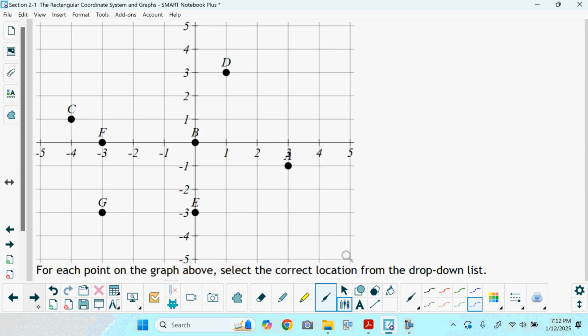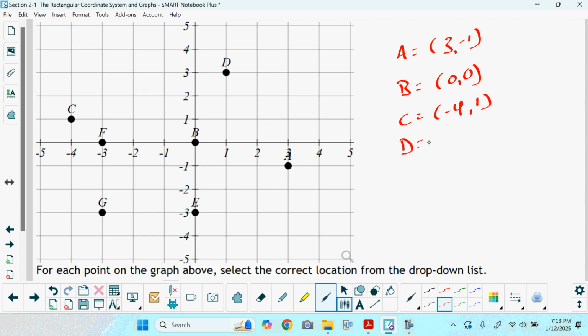Now, if you can plot the points, you should be able to read them off a graph. So we'll start with A. A is 3, -1. B, well, that's the origin. That says 0, 0. C, that is -4, 1. D is 1, 3.